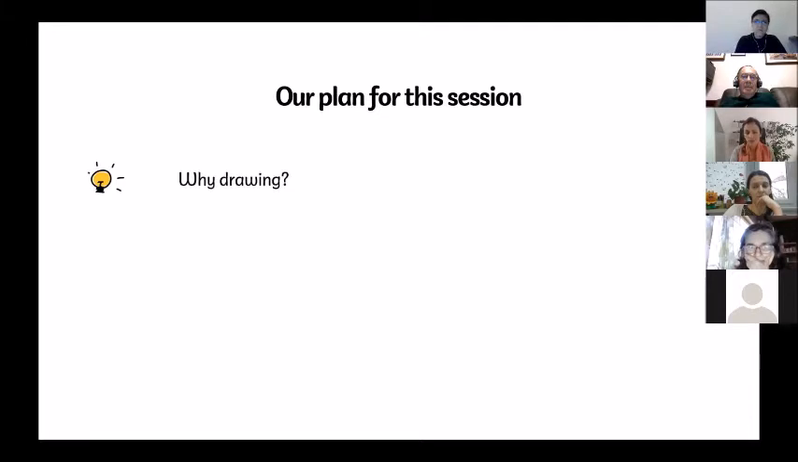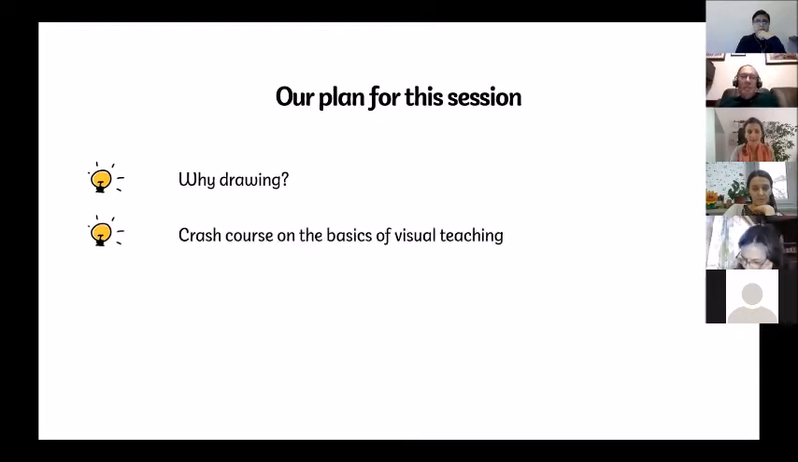So I thought for these 40 minutes, what we hopefully are going to be able to do is first just to mark why drawing might be very useful in the work of a teacher. But this we're going to pass really very fast, because I think all of us have this understanding that drawing might be very helpful in teaching. And then the core part of today's session is going to be a really fast crash course on the basics of visual teaching. So really we're going to experiment with some basic elements to gain the taste of it.